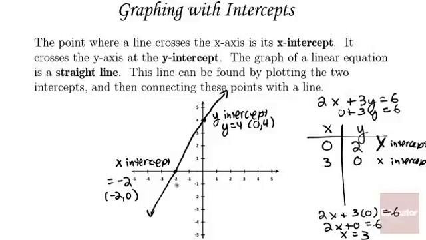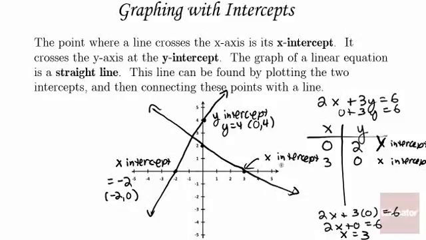Now I have 2 points. I can plot the line. So y-intercept, x is 0, y is 2. The y-intercept is right here at 0, 2. The x-intercept is right here at 3, 0. Now I've got 2 points, and when I have 2 points, that means I can connect them to form a line. And I did that by finding my x-intercept at 3, 0, and my y-intercept at 0, 2.